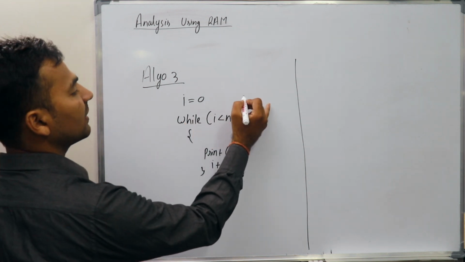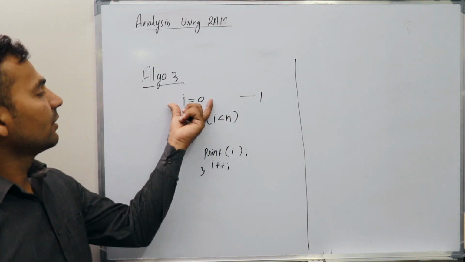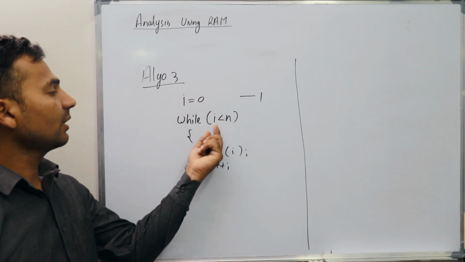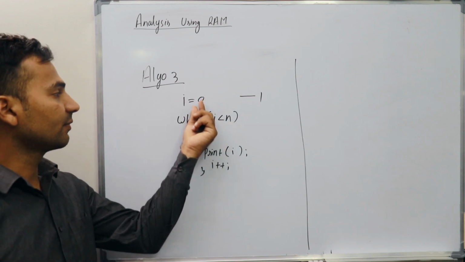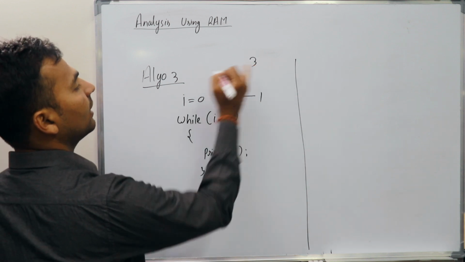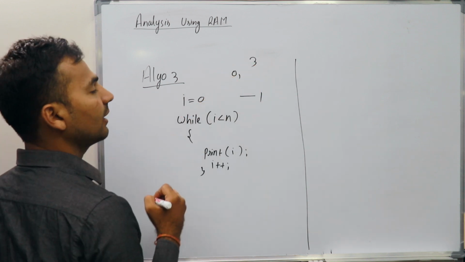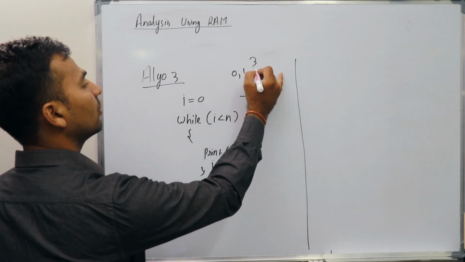Here i equal to 0 means this is one primitive operation. Now here we start from 0, right? We start from 0 and we compare how many times when i is from 0 to less than n. Therefore if n is, let's say, 3, then we start from 0, right? Then we check for 1, again we check for 2.